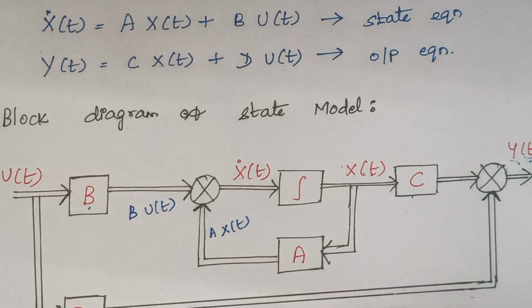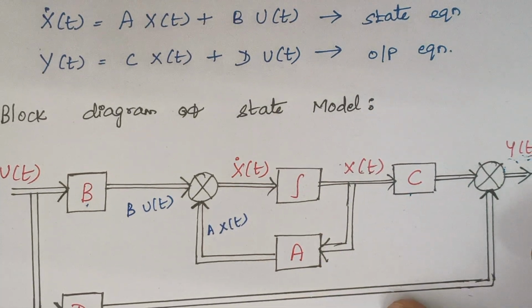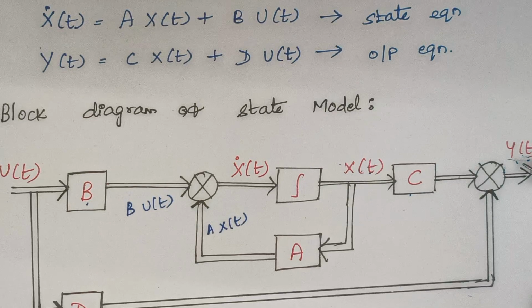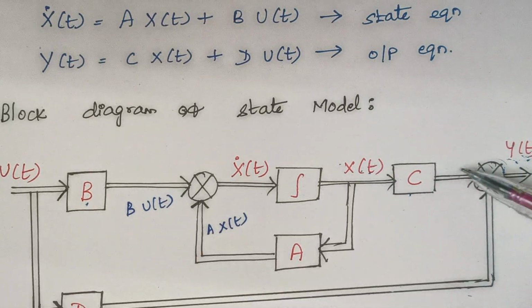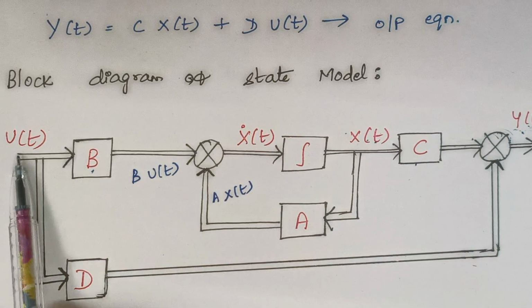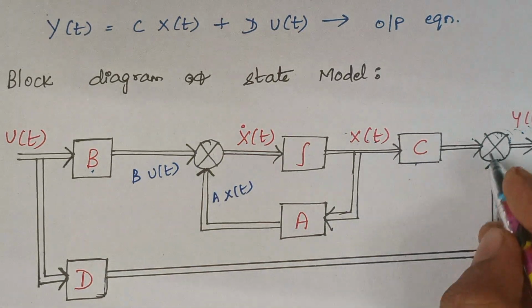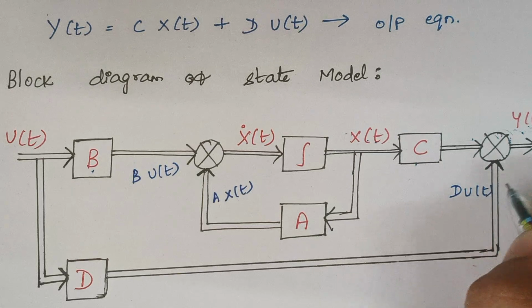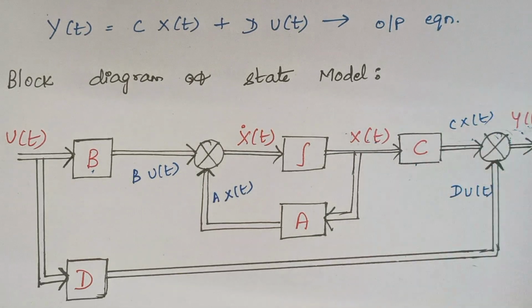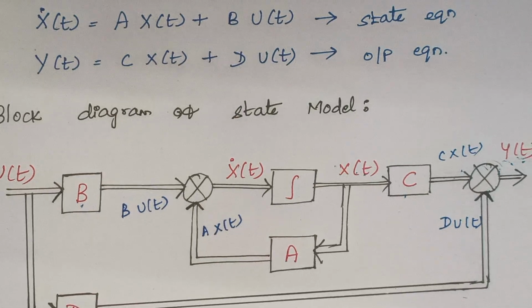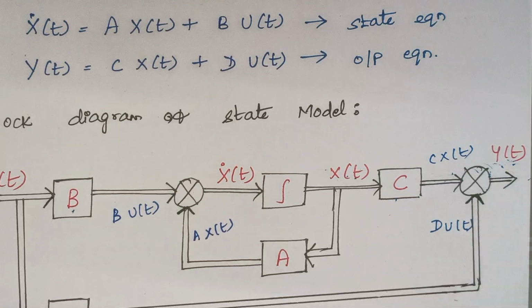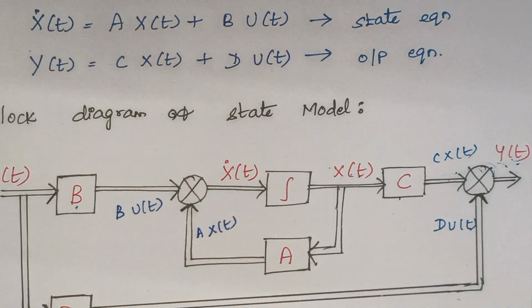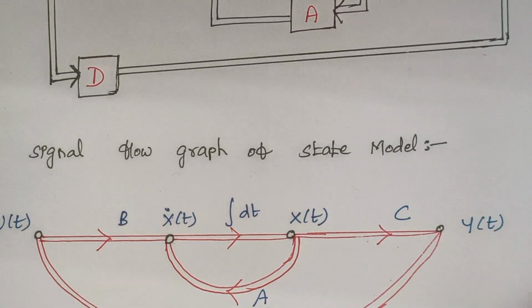Then we are proceeding with the second equation. So here it is y of t, and we are having a summer. Here C into x of t comes in, and again u of t into D. So this part has the output of D into u of t, and this part has the output of C into x of t. Therefore, the final y of t is nothing but C into x of t plus D into u of t. Next thing is we are moving to the signal flow graph.